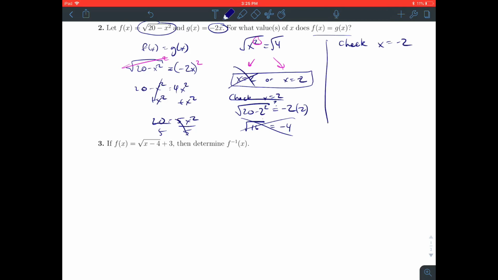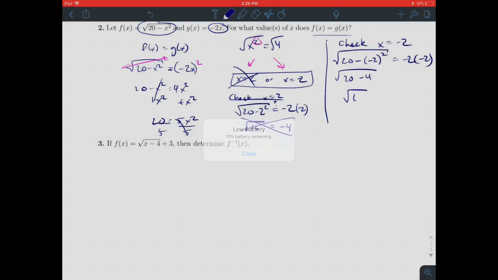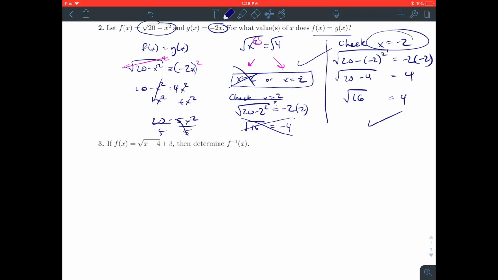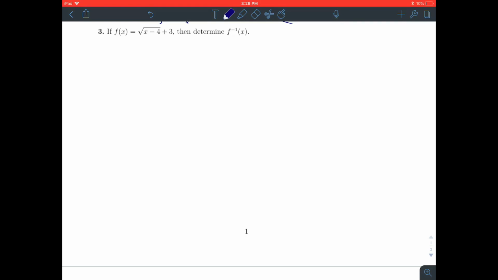Next, we need to check x equals negative 2 because it's possible that they're both actually extraneous solutions. So we get 20 minus negative 2 squared, all in a square root, equals negative 2 times negative 2. 20 minus 4 under the square root, that's square root of 16. This is equal to 4, this is equal to 4, and square root of 16 is 4, so that works out. X equals negative 2 is a solution, so we're good to go.